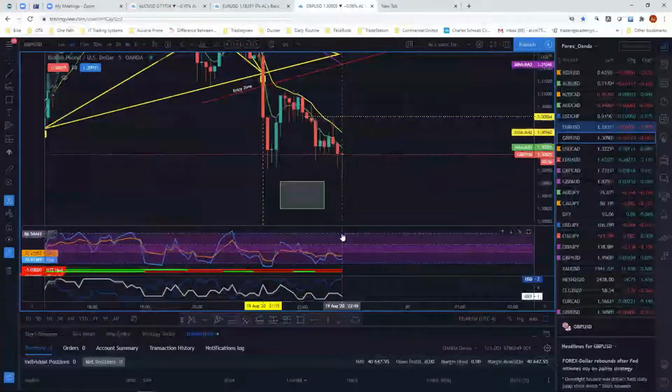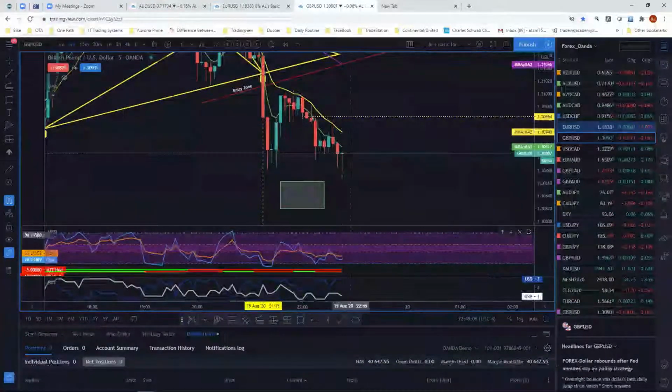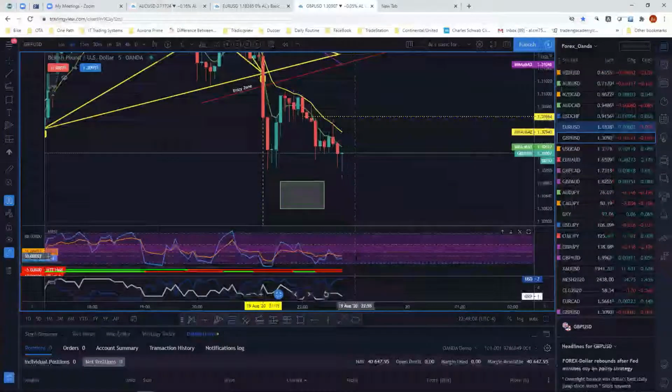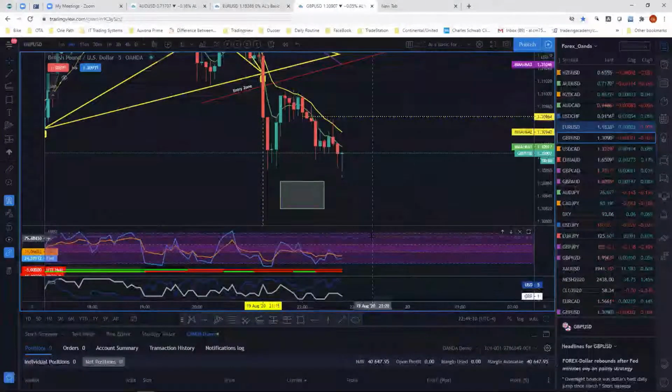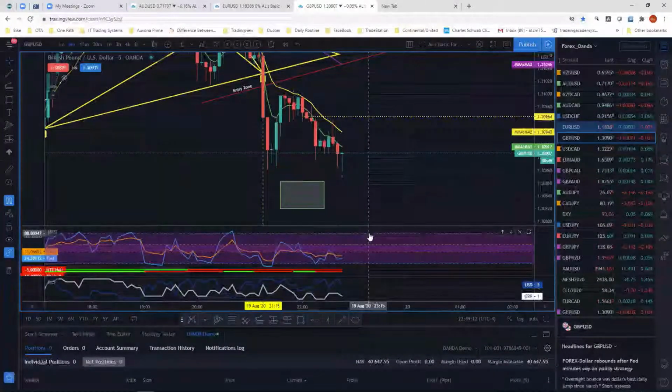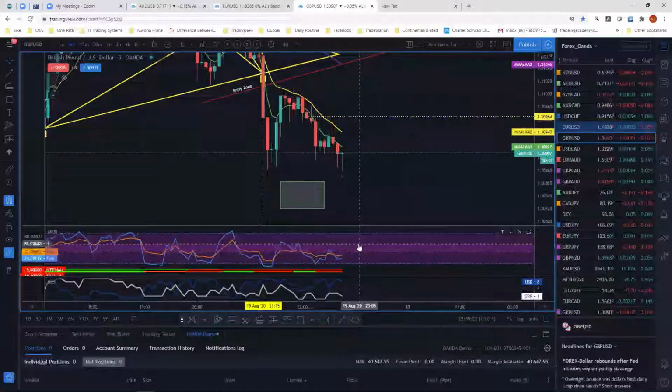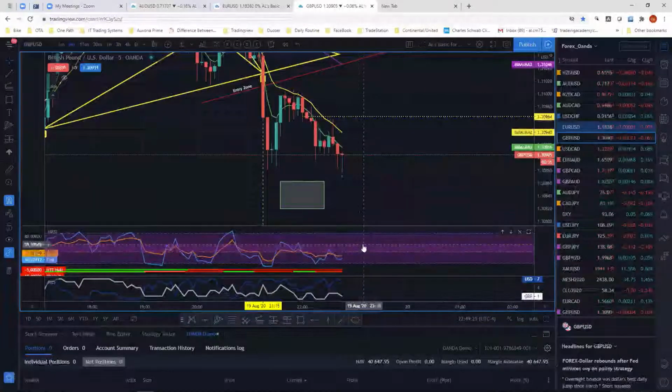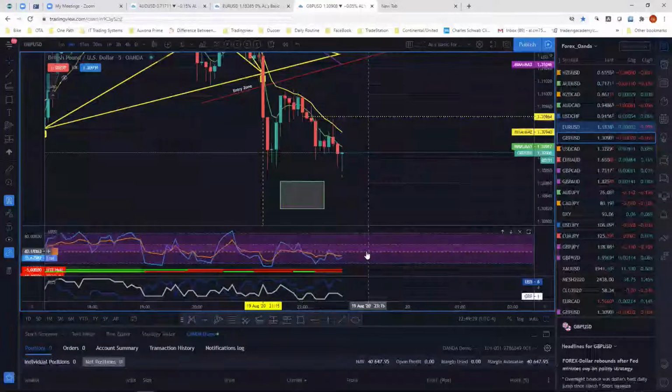I also used the 89 and the 11. Which one is 89 and 11 right now? The 89 is the one up here, the blue one at the top. And the blue one at the bottom is the 11. So the middle one is this middle range. The top one is a 60, and the bottom one here is a 40.